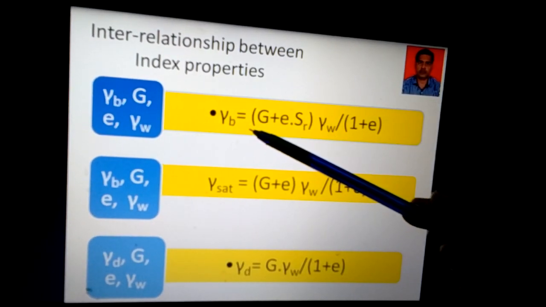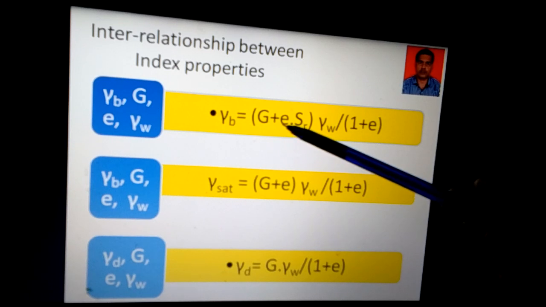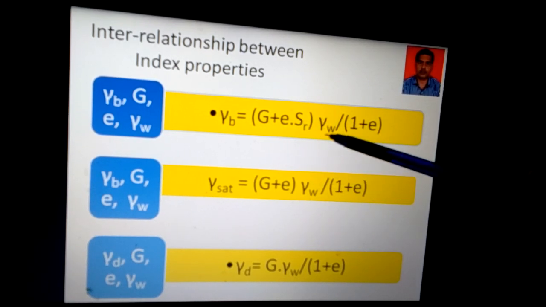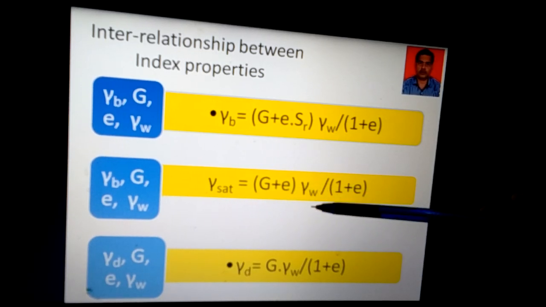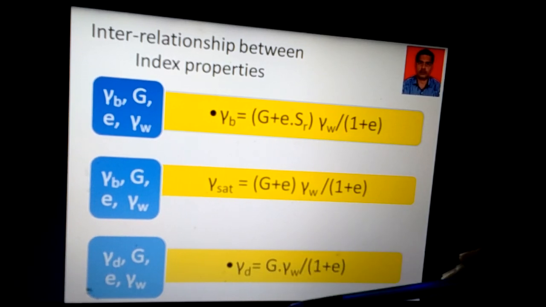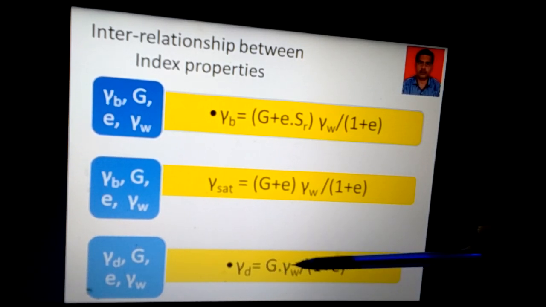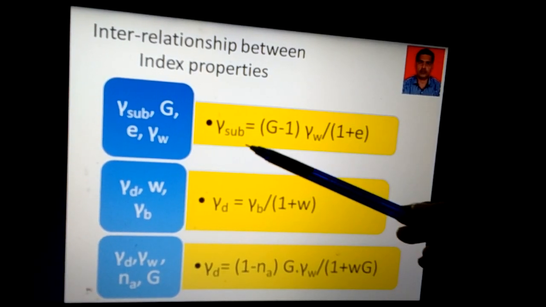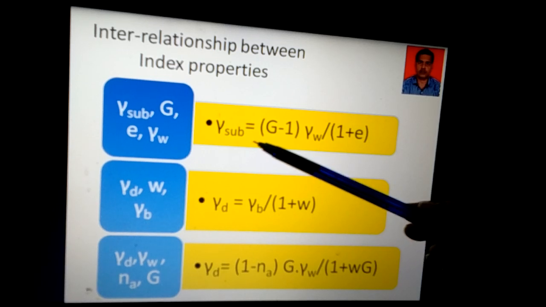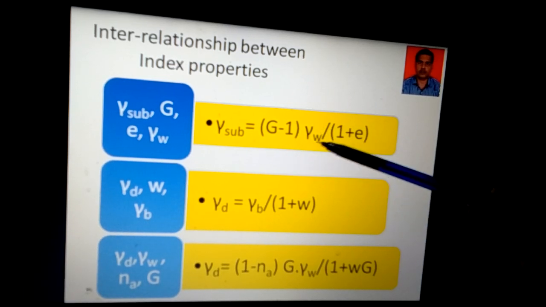Then bulk density is given by (G plus E Sr) gamma W divided by 1 plus E. Gamma saturated is equal to (G plus E) gamma W divided by 1 plus E. And dry density gamma D is equal to G gamma W divided by 1 plus E. Gamma submerged, gamma SUB, is (G minus 1) gamma W divided by 1 plus E.